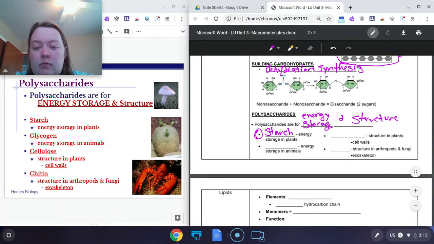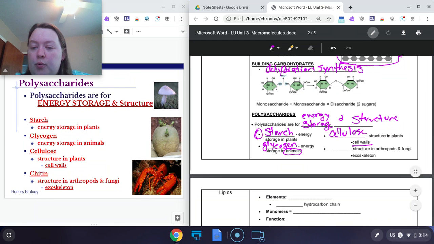Energy storage in animals happens through a polysaccharide called glycogen. So in our bodies, we store sugar as glycogen. Another common polysaccharide is called cellulose, and it makes up the cell wall in plants. And again, the cell wall is used for structure and support.